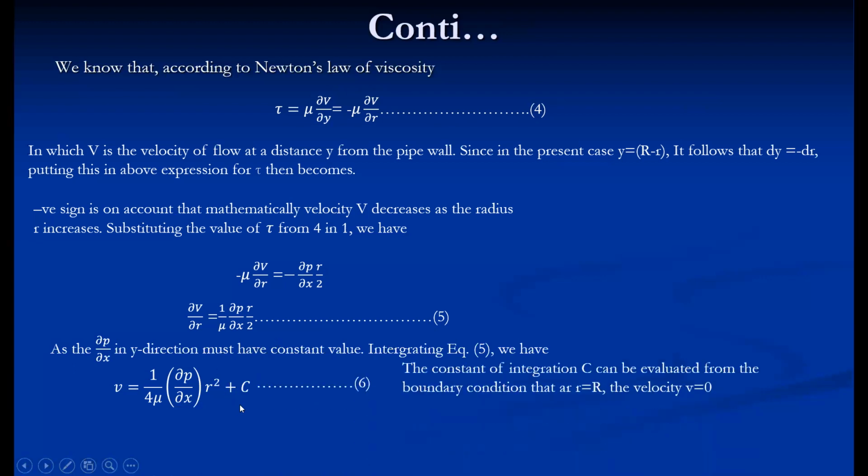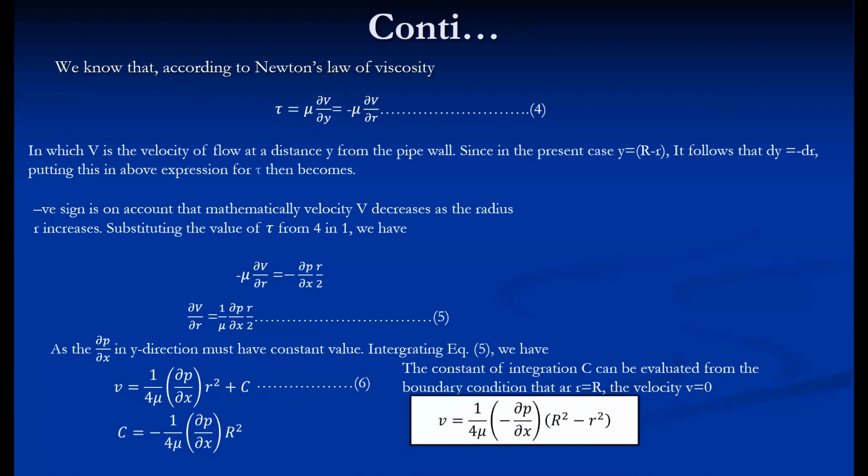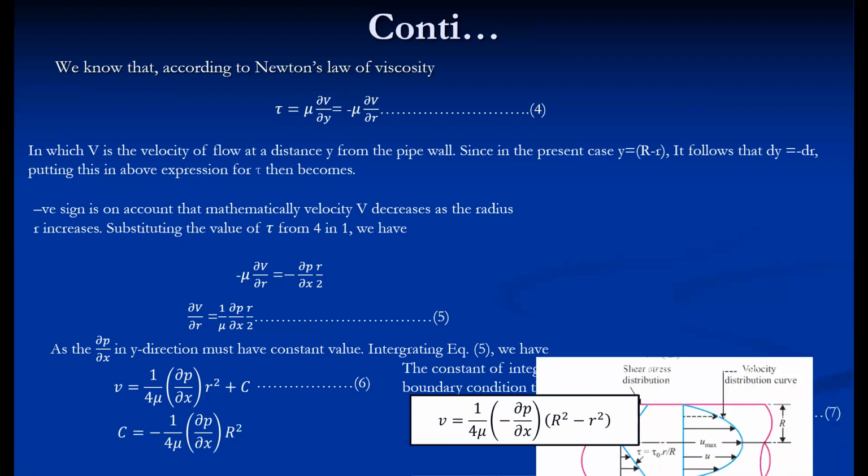The constant of integration is obtained by using a boundary condition. Since there is only one constant, we need one boundary condition, that is a relation between r and v. So when small r is equal to capital R, that is at the wall, velocity is 0. By using this boundary condition, we can obtain the value of c. Similarly, we can develop the expression of local velocity, that is 1 upon 4 mu into minus ∂p by ∂x into capital R square by 2. This is equation number 7.